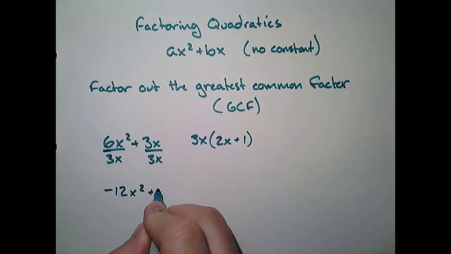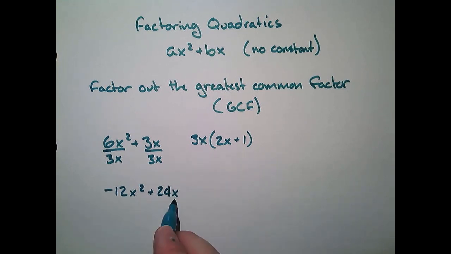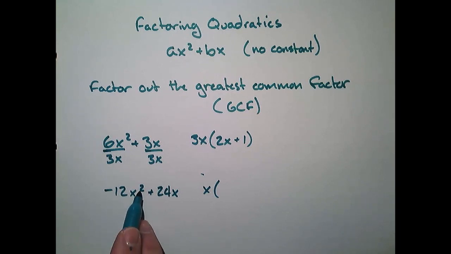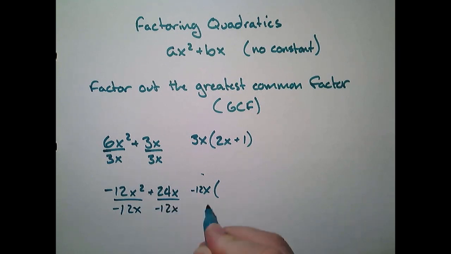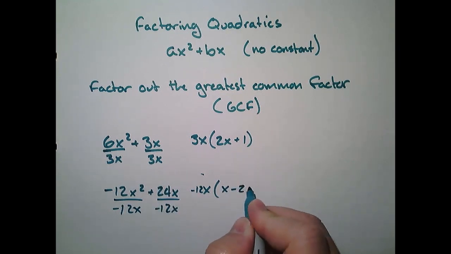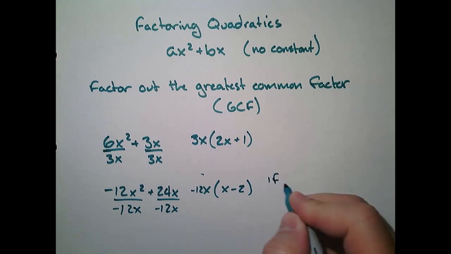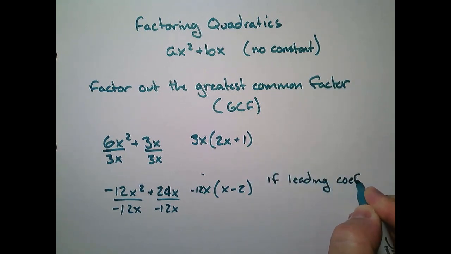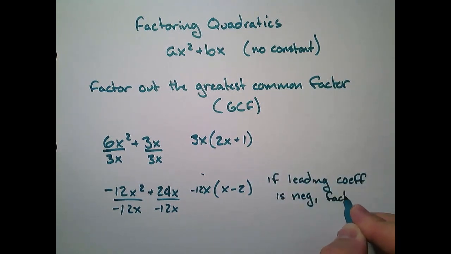I've got negative 12x squared plus 24x. Now, when we have a negative coefficient, we want to bring out our negative leading coefficient. We want to factor out that negative. So in this case, we're going to factor out a negative 12. So we have negative 12x. So we end up with x minus 2 when we divide it out. All right, so that's ax squared plus bx.